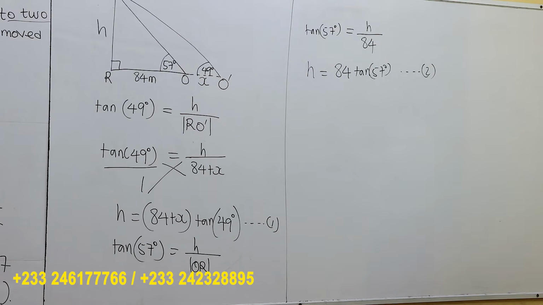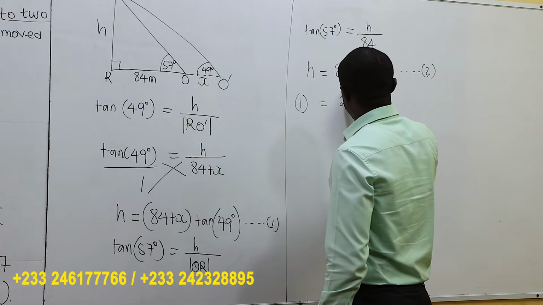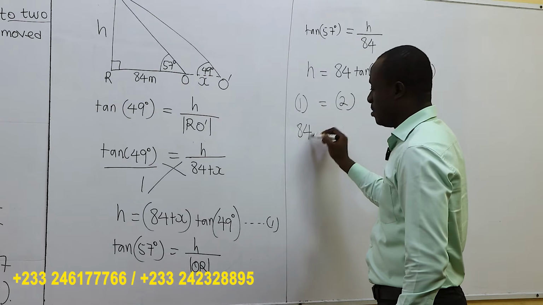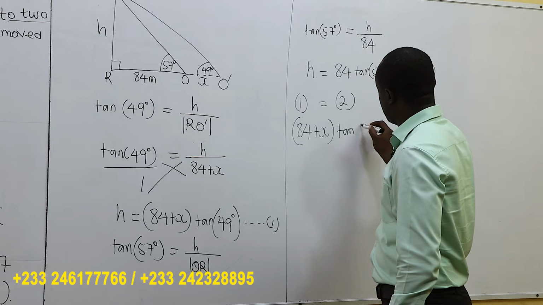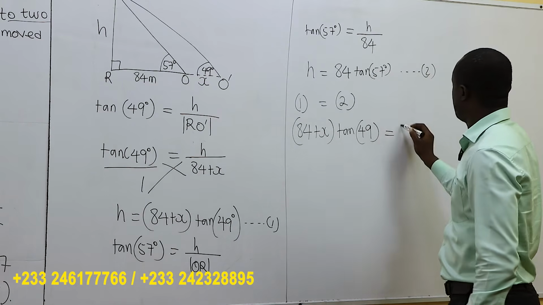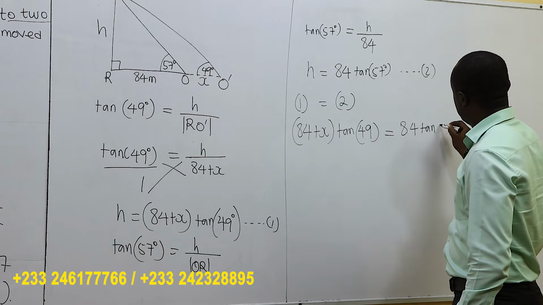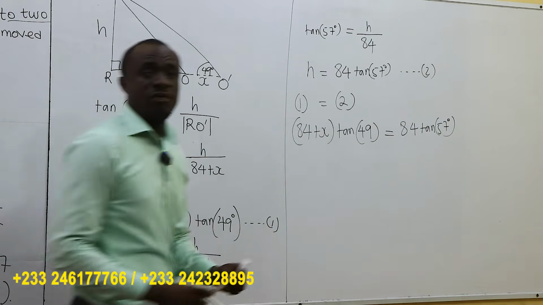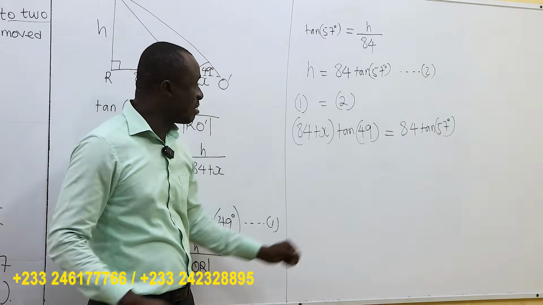So you equate equation 1 and equation 2. Now what is our equation 1? (84 plus X) tan 49 is equal to 84 tan 57 degrees. We are looking for X. So how can you find X? Expand this using the distributive property, then make X the subject.